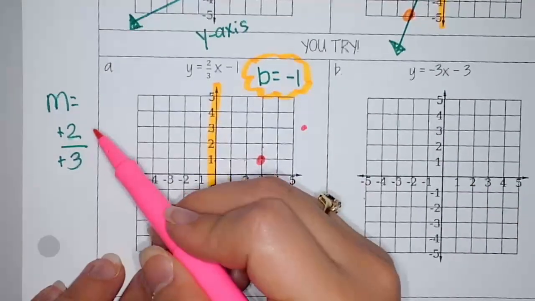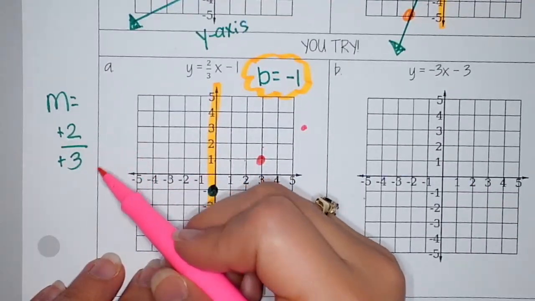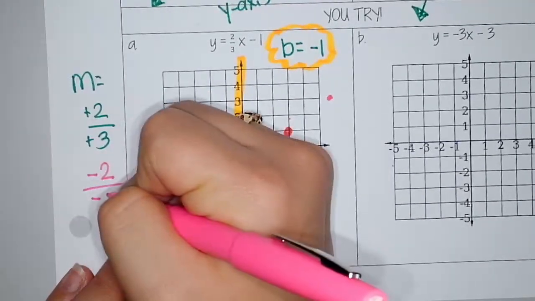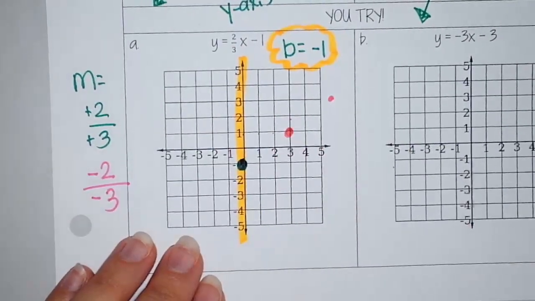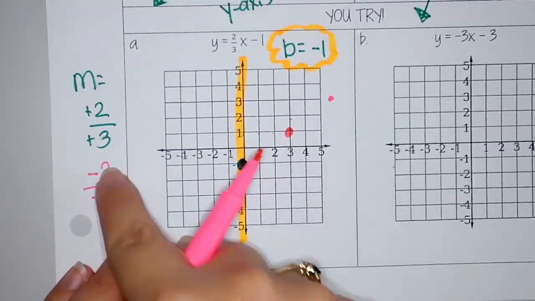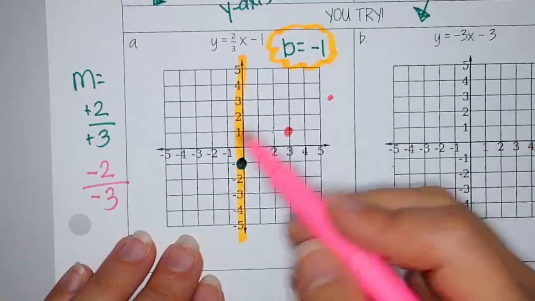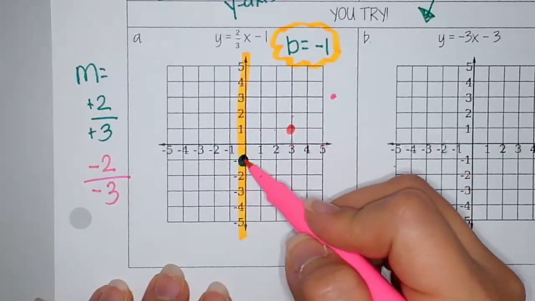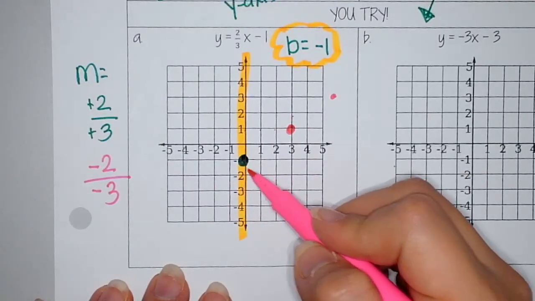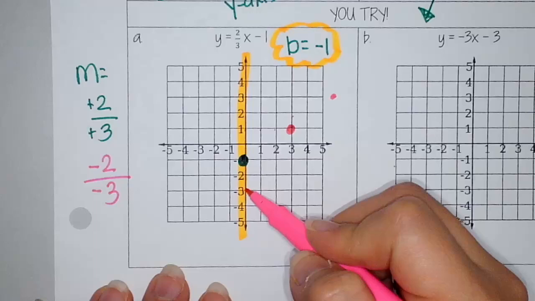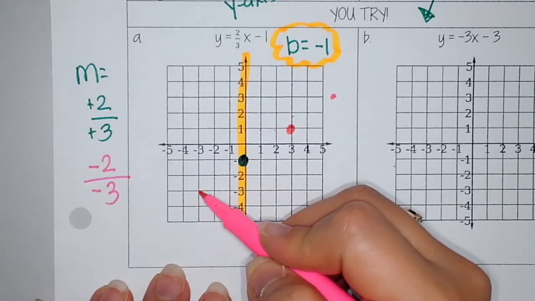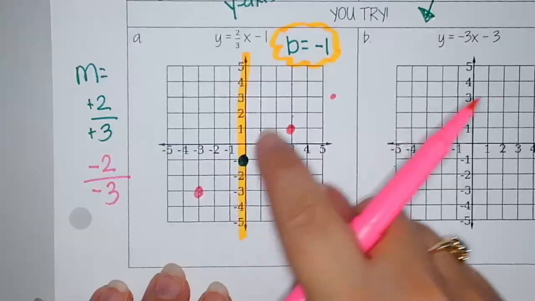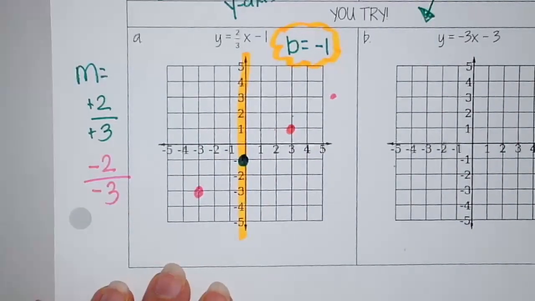So if we can't go up and to the right, I go down, and which way? To the left. I need to go backwards. Down and to the left, because both of these are technically positive. So I'm going to go back to my starting dot, and instead of up and right, I'm going to go down and left. Down 2, 1, 2, left 3, 1, 2, 3, put a dot right there. Now remember, you only need 3 dots at minimum to graph your line.